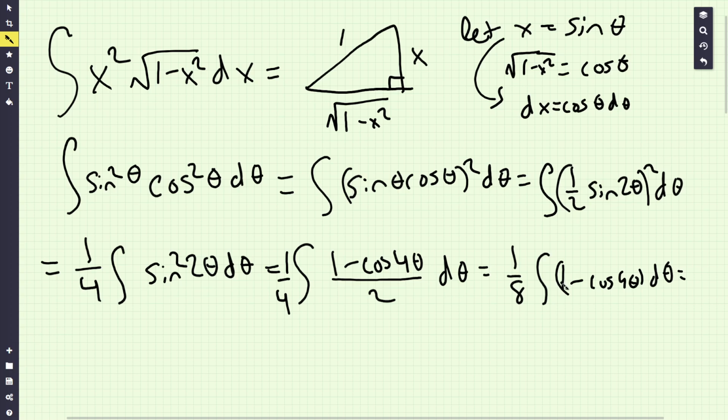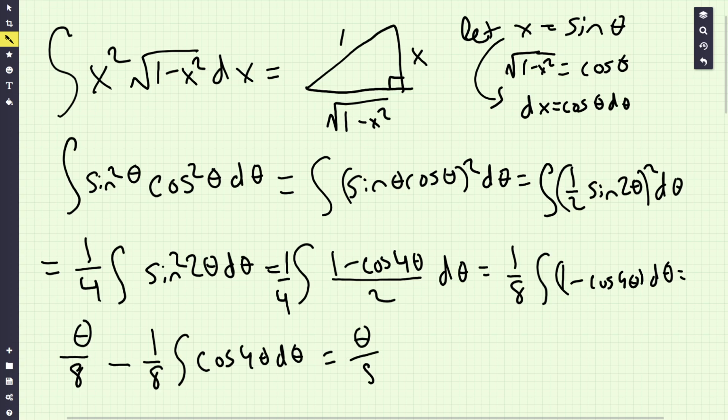So we can just separate out these integrals. The integral of 1 d theta is just going to be theta. So we have our first part, theta over 8. And then we're subtracting 1/8 times the integral of cosine 4 theta d theta. This is a pretty simple integral here. It's just going to end up being 1/4 sine 4 theta. We see this works because when we take the derivative, we're just going to get cosine 4 theta.